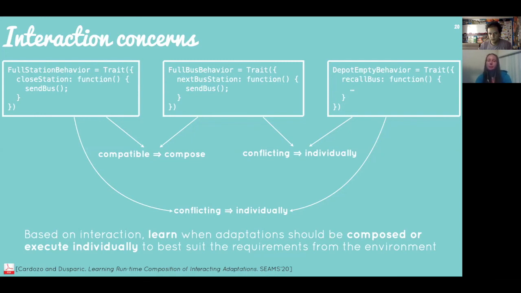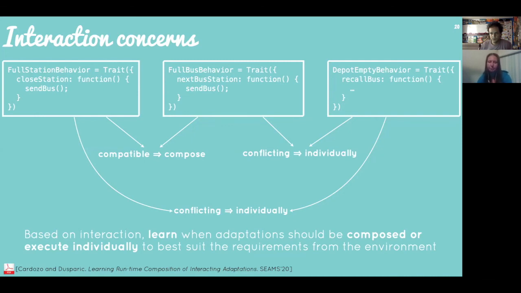So for example, for independent and compatible adaptations, both can safely proceed to affect the same parts of the system without causing errors. While in the case of conflicting ones, only one should proceed, but we also need to learn then which one. And we do that based on learning the importance of each, or the impact that each has on the overall system performance.